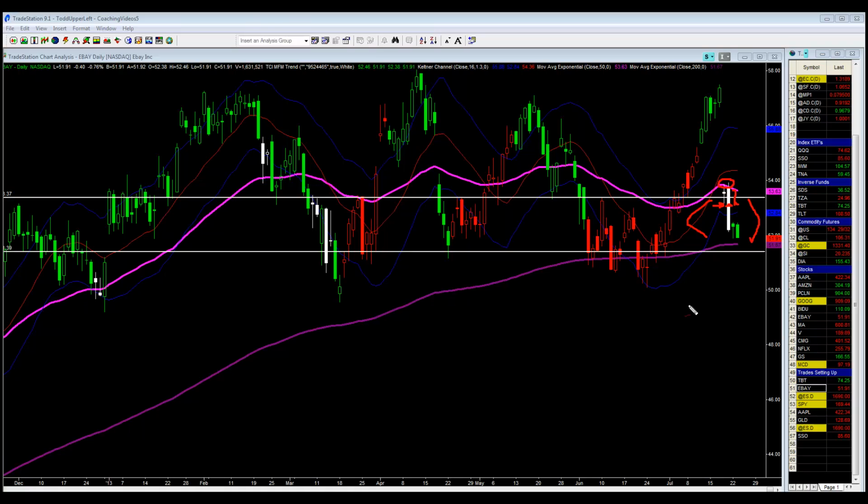So my stop here, I'm risking 2 points. Knowing how to manage a trade, risking 2 points on a $54 stock isn't much at all as long as you know how to position size yourself correctly. Again, my stop on this trade is 51.39, about 55 cents down from where we're at, below the 200 exponential moving average.